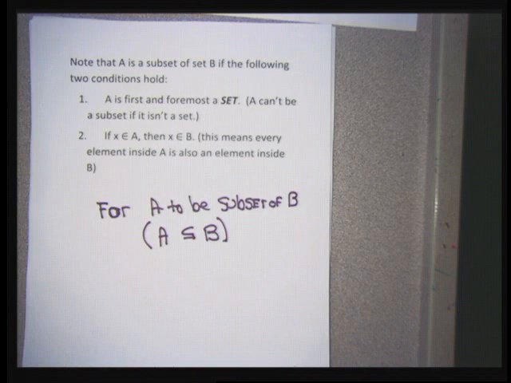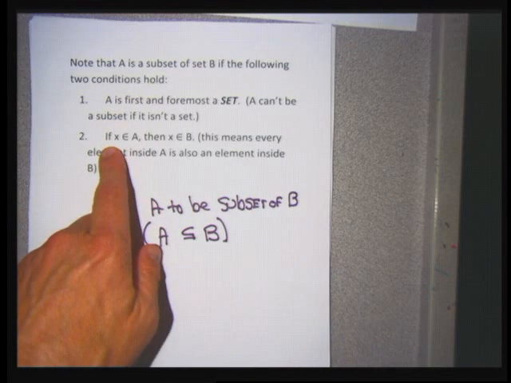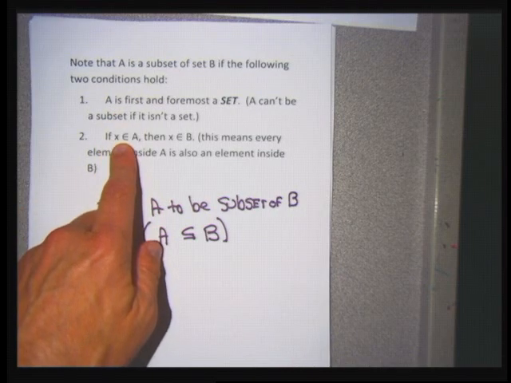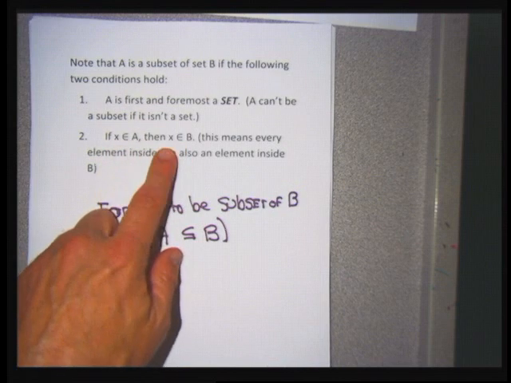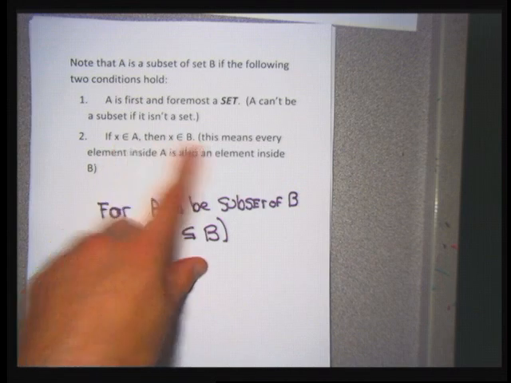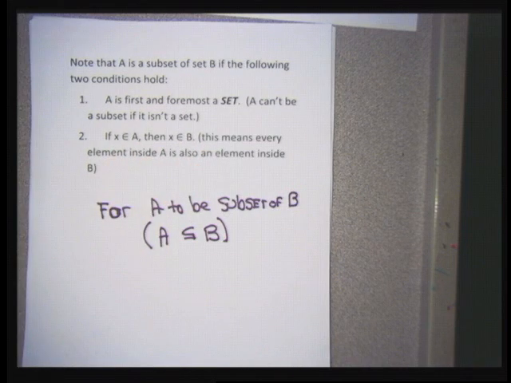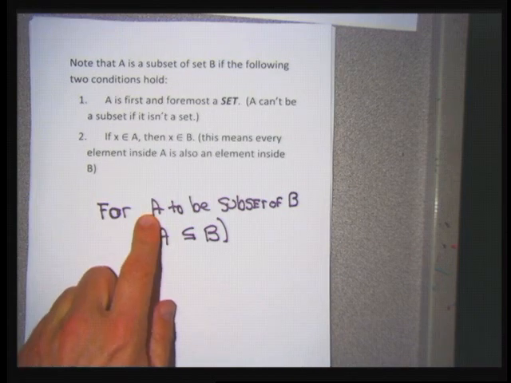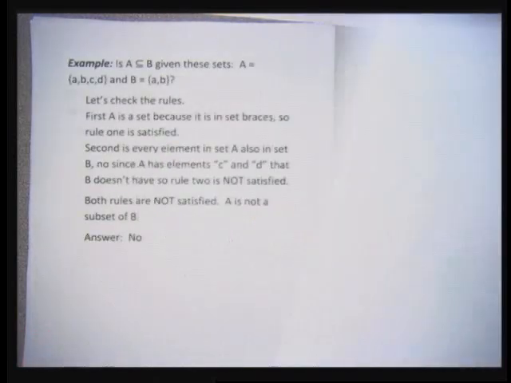And then the second part of the definition: A has to be a set to be a subset of B, and second, if any element x is in A, it has to be in B. This is mathematically nicely written. It doesn't probably mean a lot to a lot of students, but this means that every element inside A is also an element inside B. So to be a subset, you have to be a set, and any element in set A also has to be in set B. So now we need to figure out when one set is a subset of another one or not.